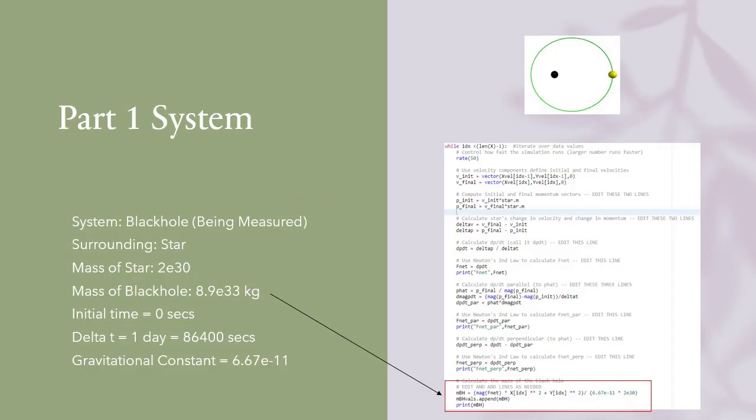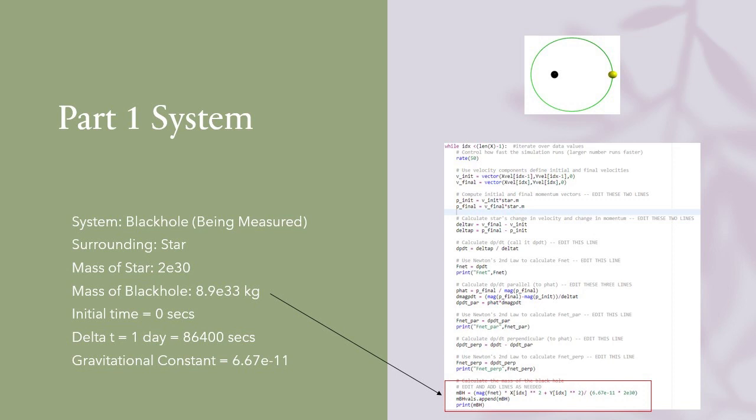Part 1. In this part, I found the mass of the black hole using an orbiting star. Since I was finding the mass of the black hole, that was my system, while the star was the surroundings. Some of my initial conditions were: the mass of the star was 2 times 10 to the 38 kilograms, initial time was 0 seconds, delta t was 1 day or 86,400 seconds, while the gravitational constant was 6.67 times 10 to the negative 11th power. Here you can see my code and the resulting computational model from it.